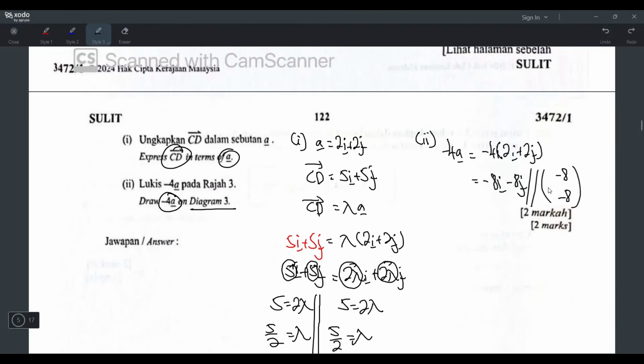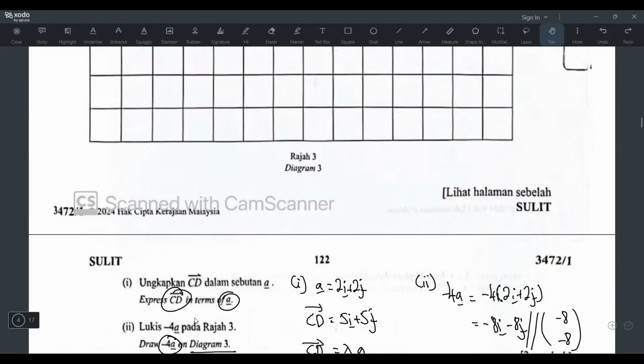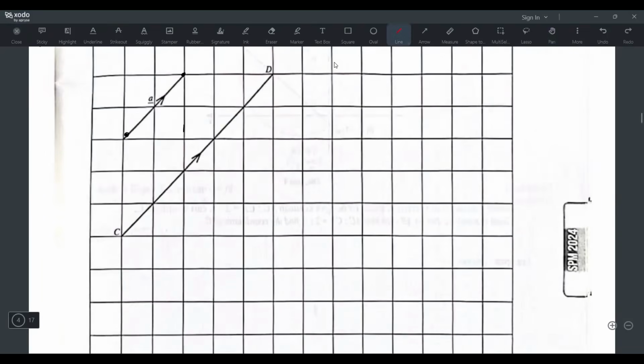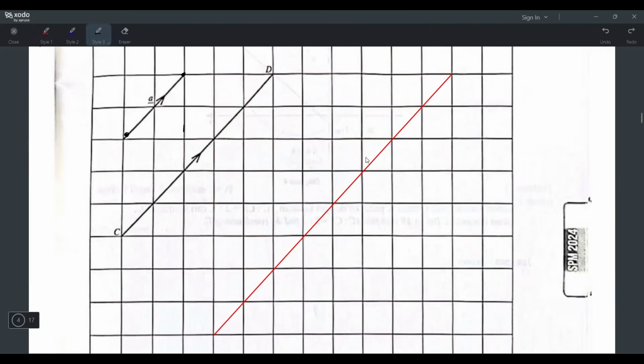So I have to go 8 to the left, 8 downwards. Let me use a ruler and use the lines here. Maybe start here. So I go 8 to the right, 1, 2, 3. I mean to the left, because it's negative, right? So 1, 2, 3, 4, 5, 6, 7, 8. Okay, so here, and then do I go down or go up? Go down, because negative 8, right? This is negative 8i, but you want to go negative 8j. So 1, 2, 3, 4, 5, 6, 7, 8. That's the answer. Remember to put the arrow.